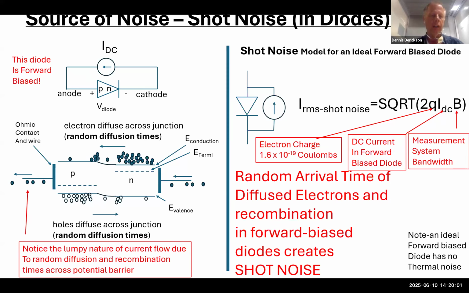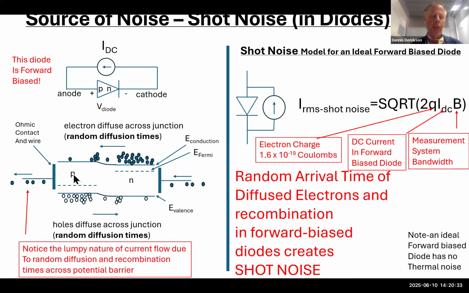Now, if we looked at this diode from a semiconductor point of view, looking at the band diagram, I think we can learn a lot about how current conducts in a diode and also what is the source of this noise called shot noise. So let's get oriented right here. On this side, we have P-type material, and this lower level is called the valence band, and the upper level is called the conduction band.